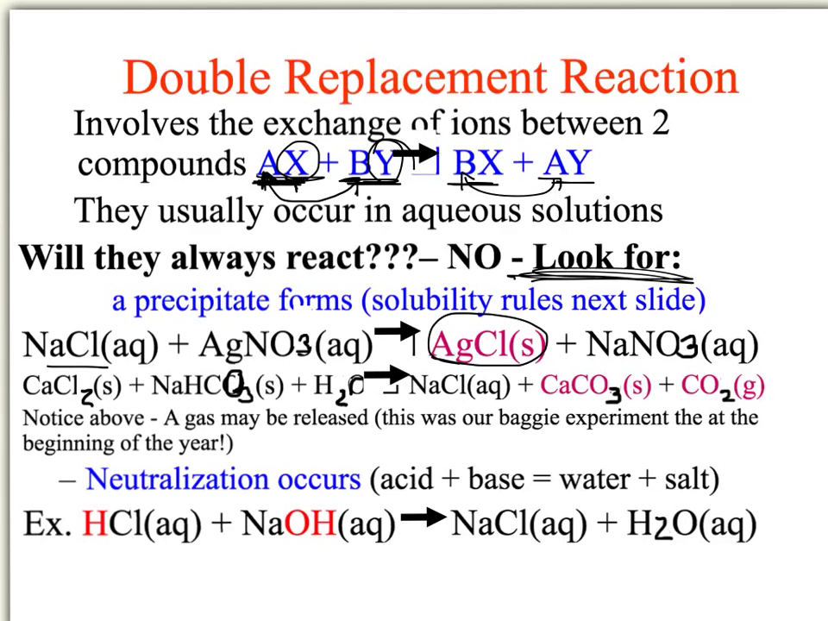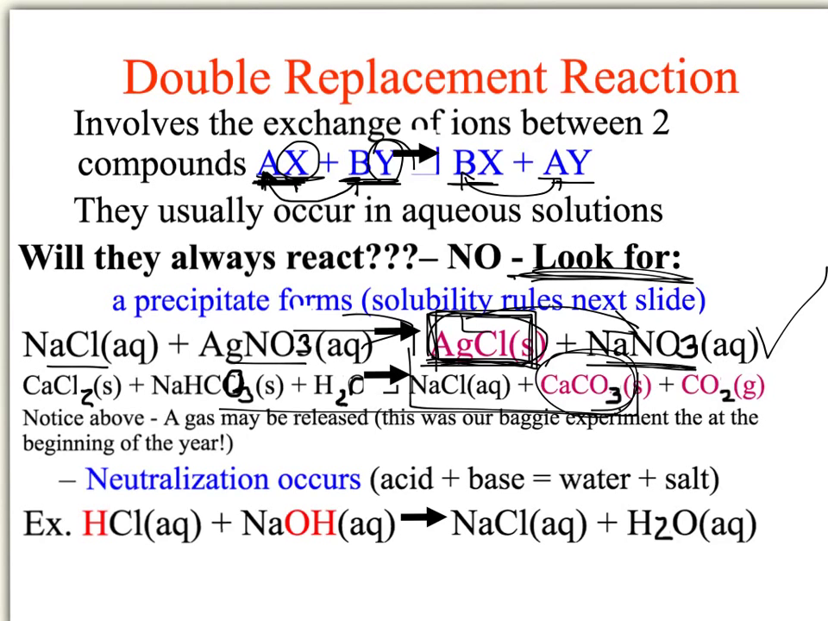So for example, sodium chloride and silver nitrate, if you switch the sodium and the silver, you get silver chloride and sodium nitrate. Silver chloride happens to be a solid, and that means this reaction would happen because the fact that it makes a precipitate would drive the reaction. Sometimes the products will actually be unstable, and in this case, for example, carbon dioxide gas will be released.